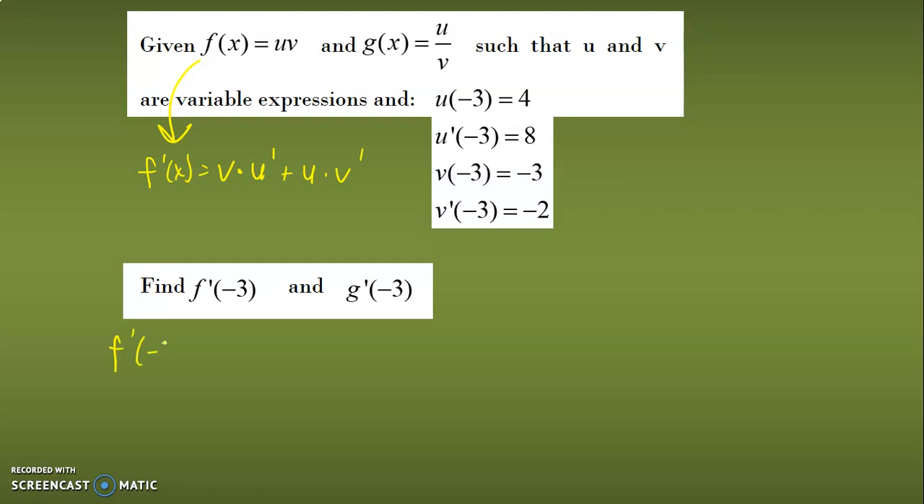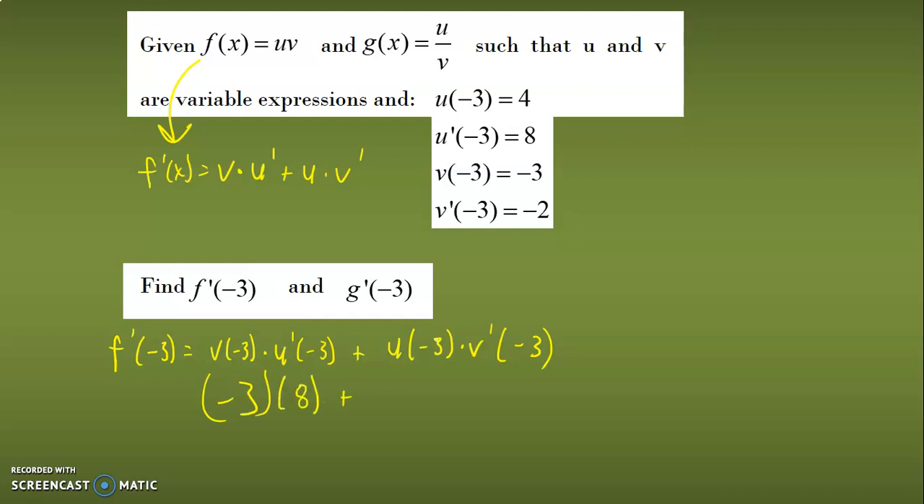So now I just need to plug in all of the negative 3's. So f prime of negative 3 would be v of negative 3 times u prime of negative 3 plus u of negative 3 times v prime of negative 3. Now I can just plug in the different values. V of negative 3 was negative 3. U prime was 8 plus u of negative 3 is 4. V prime is negative 2. Negative 24 plus negative 8 is negative 32.